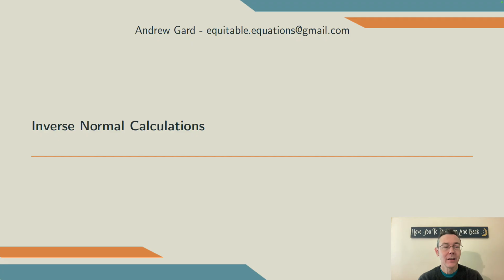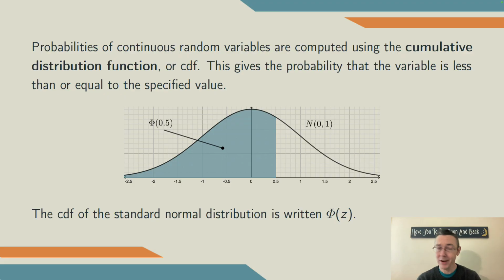Hey everybody. Today we're talking about inverse normal calculations. And when tackling this topic, I think it's really helpful to start with regular normal calculations. So probabilities for normal random variables, like any continuous random variables, are computed using the cumulative distribution function, or CDF, which gives the probability that the variable comes out to be less than or equal to the specified value.